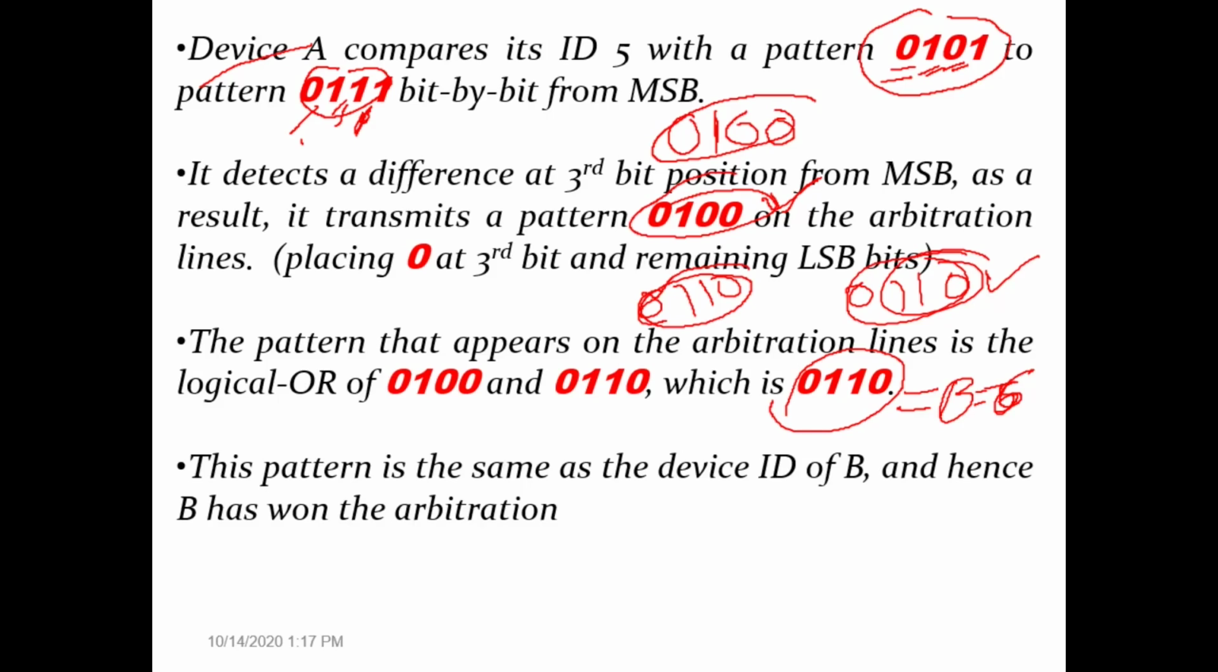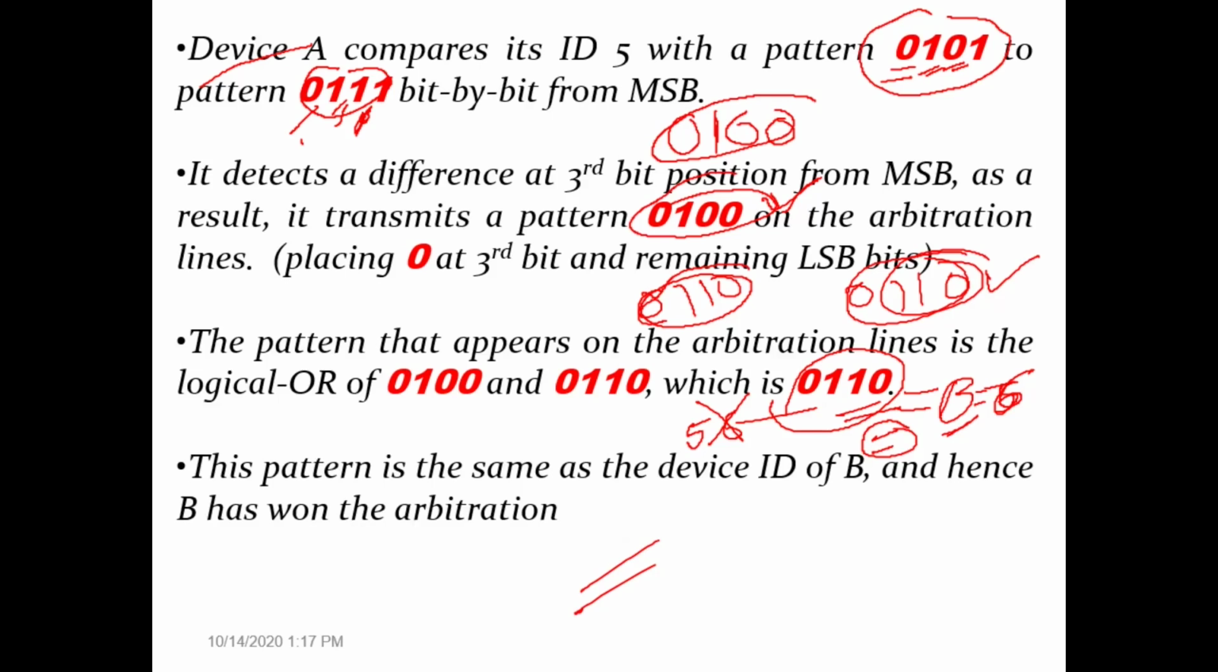When both the devices read again, device A comes to know that its actual ID is 5, but the arbitration line has ID 6. So it comes to know that it has lost the competition. When device B receives this ID, it comes to know that it is the ID of the device itself. So device B concludes that it has become bus master. So this is distributed bus arbitration.